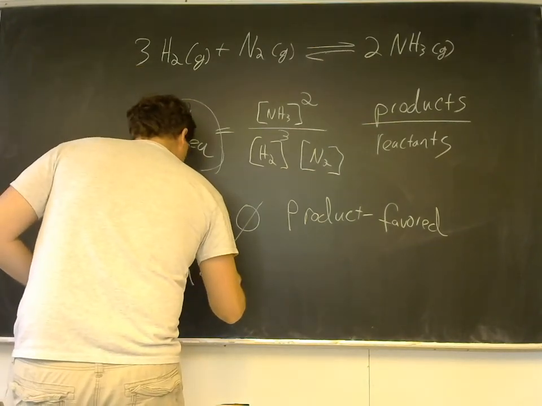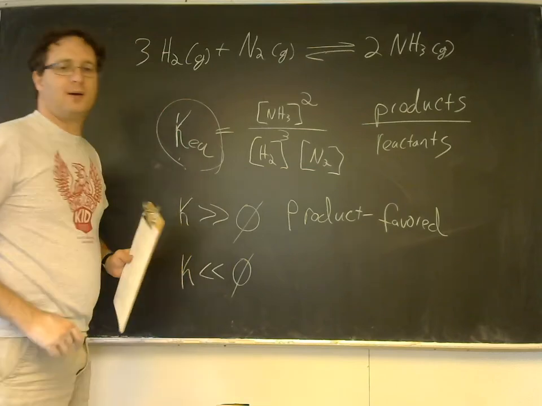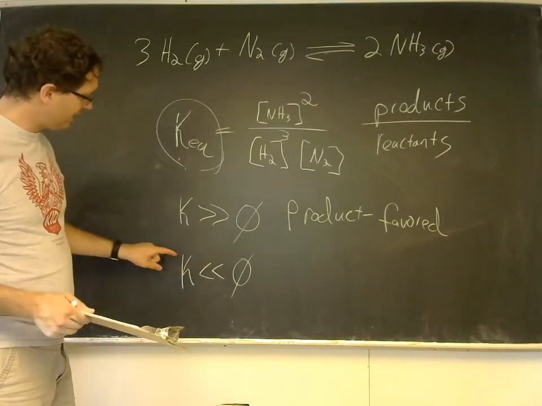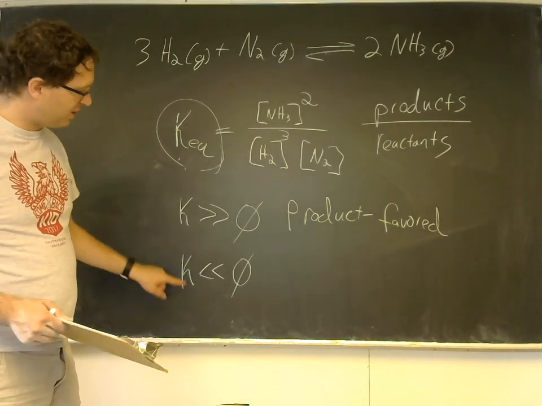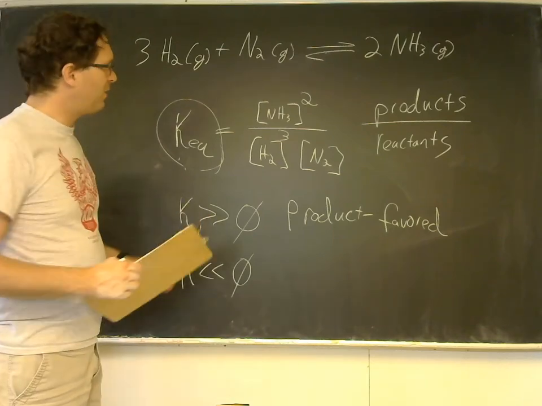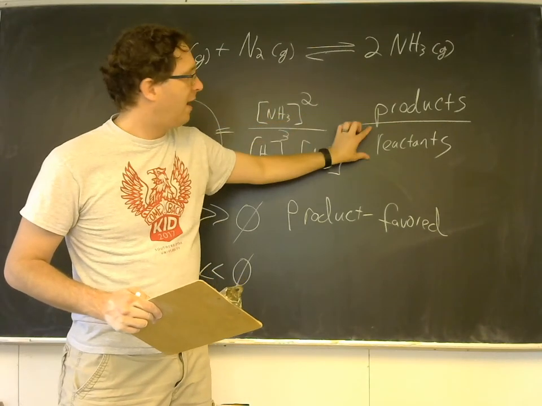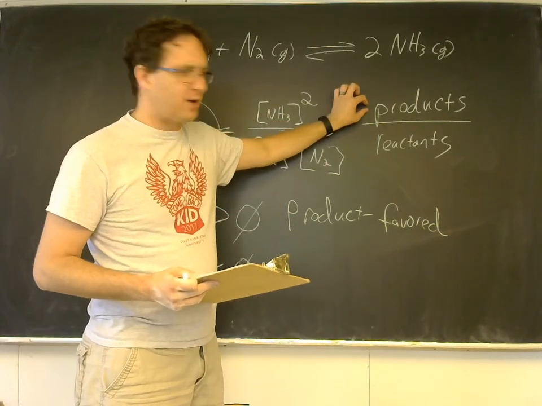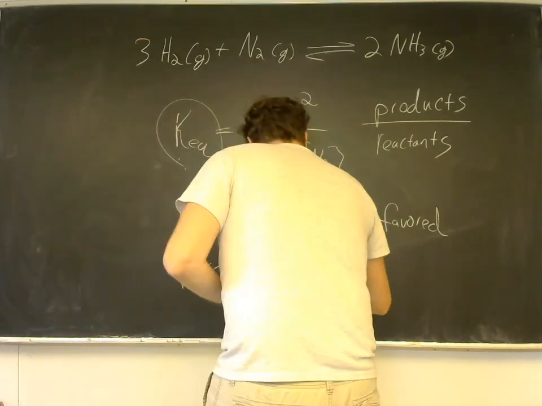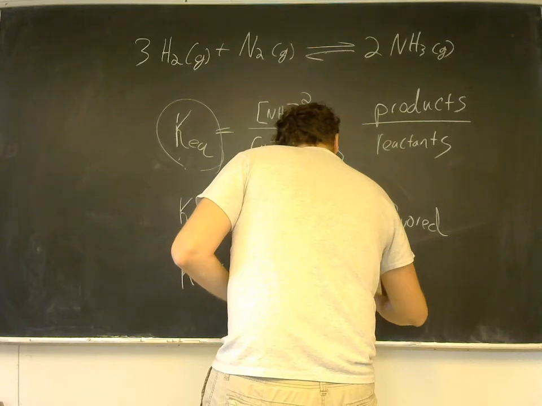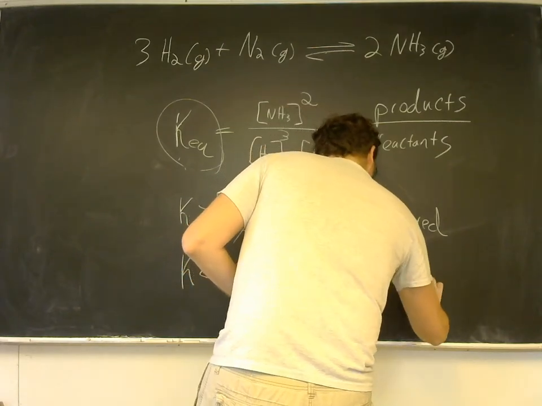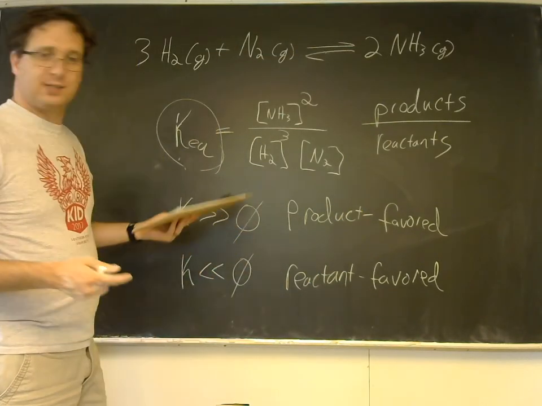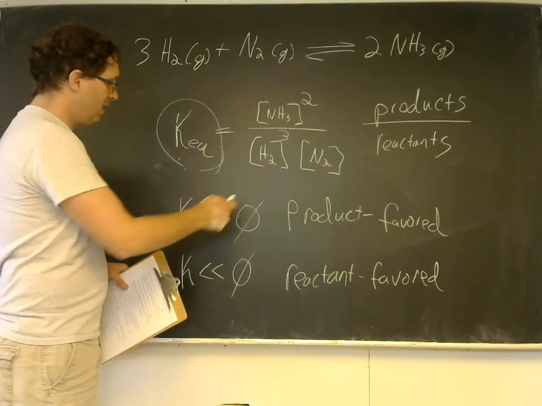K is also often, for some reactions, much less than 0. You've encountered weak acids and weak bases before. Well, weak acids and weak bases have reactions with Ks that are much less than 0. And what that means is that you have a very tiny numerator and a very large denominator. And so you have not very many products and lots of reactants. This is a reactant favored reaction.